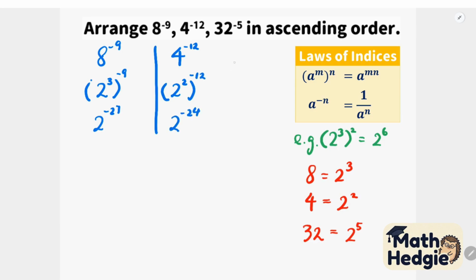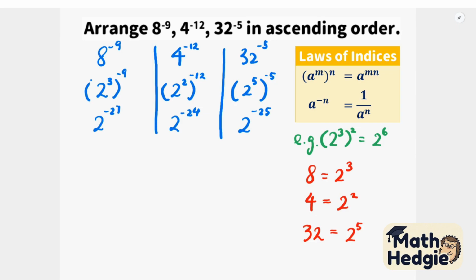For 32 to the power of minus 5, 32 is 2 to the power of 5. So this becomes 2 to the power of 5 raised to the power of minus 5. 5 times minus 5 equals minus 25. So 32 to the power of minus 5 equals 2 to the power of minus 25. Now we have 8 to the power of minus 9 equals 2 to the power of minus 27. 4 to the power of minus 12 equals 2 to the power of minus 24. 32 to the power of minus 5 equals 2 to the power of minus 25.